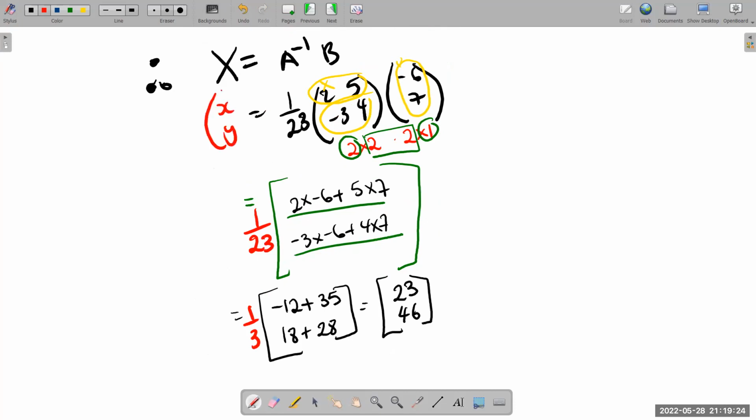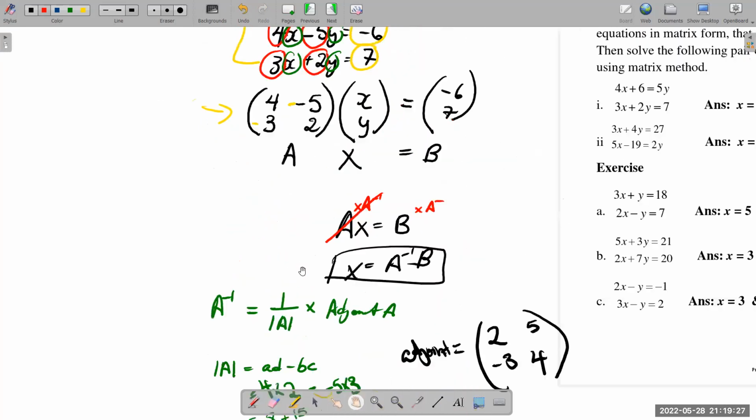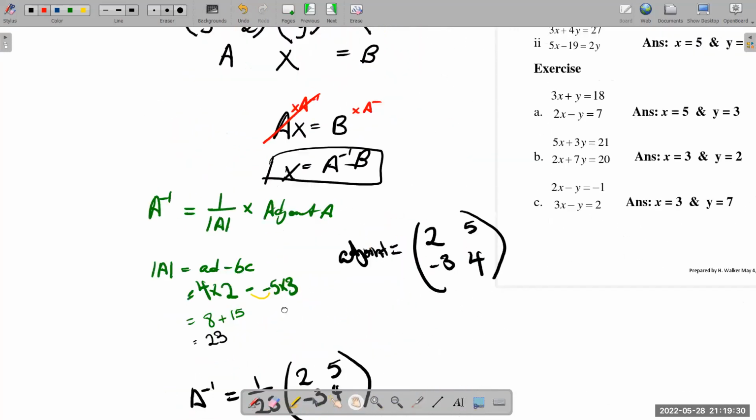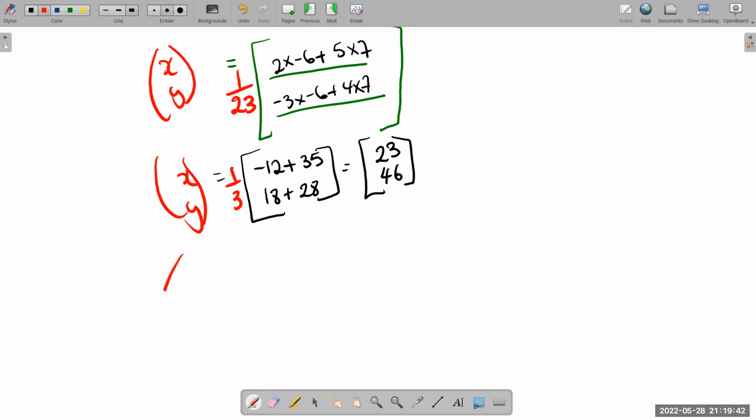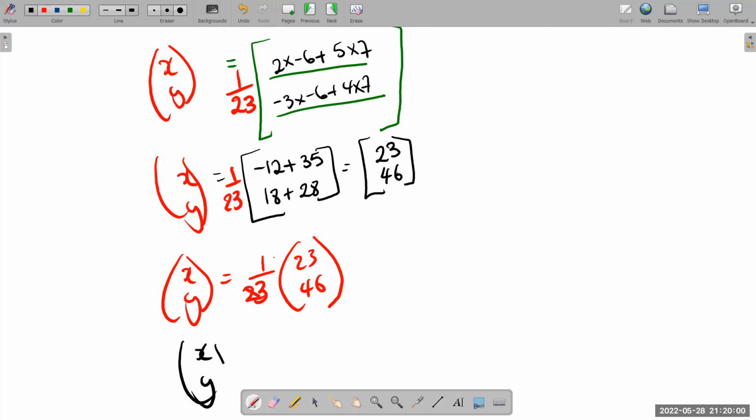X represents XY. Remember from the top? X represents XY. So when you're writing your matrix form, you have to also remember that X is equal to XY. So all of this is equal to XY. So guess what I have now? My final stage. XY is equal to 1 over 23 times 23 and 46. Anybody see how this is so beautiful? Anybody seeing why this is beautiful? So XY is equal to 23 over 23 and 46 over 23.